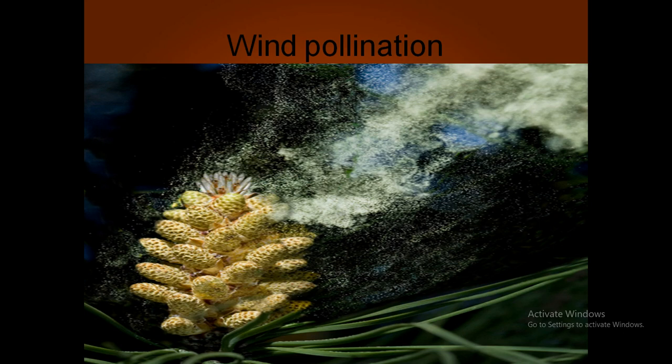This is an example of wind pollination. Like in this picture, the plant is shown where so many dusty particles are thrown from that flower or from that structure of the plant. So this isn't dust or smoke. These are all the pollen grains which are transferred with the help of the wind currents or air currents. So when air currents strike these plants, the pollen grains move away from them and are carried far away to other plants.